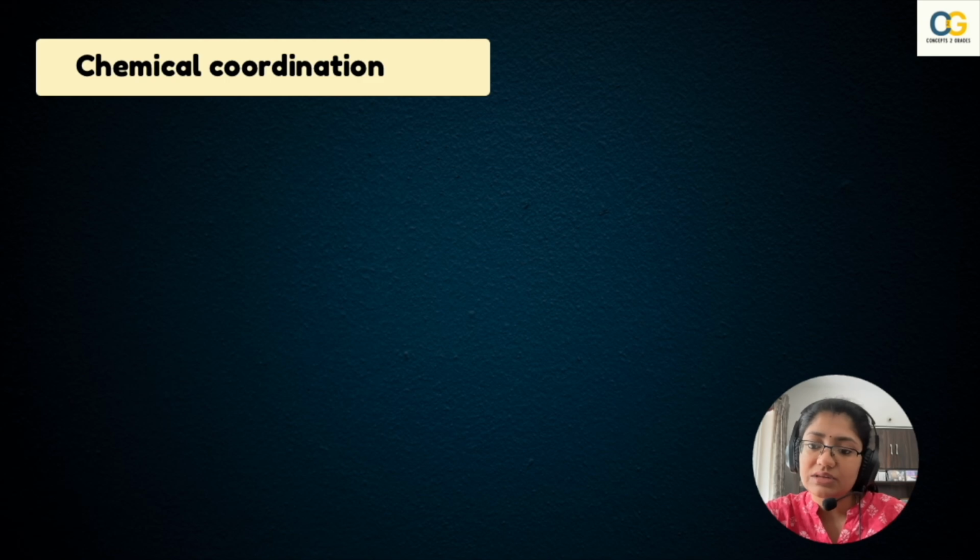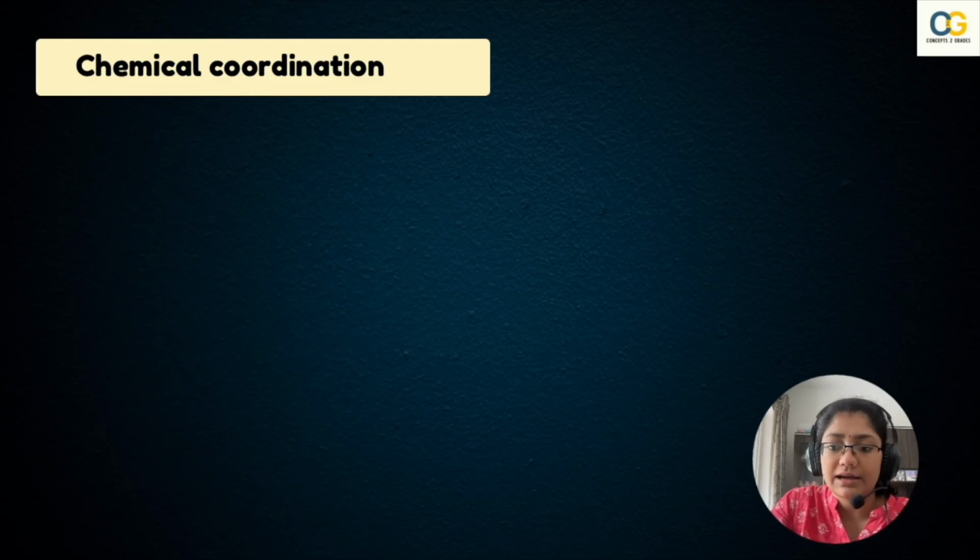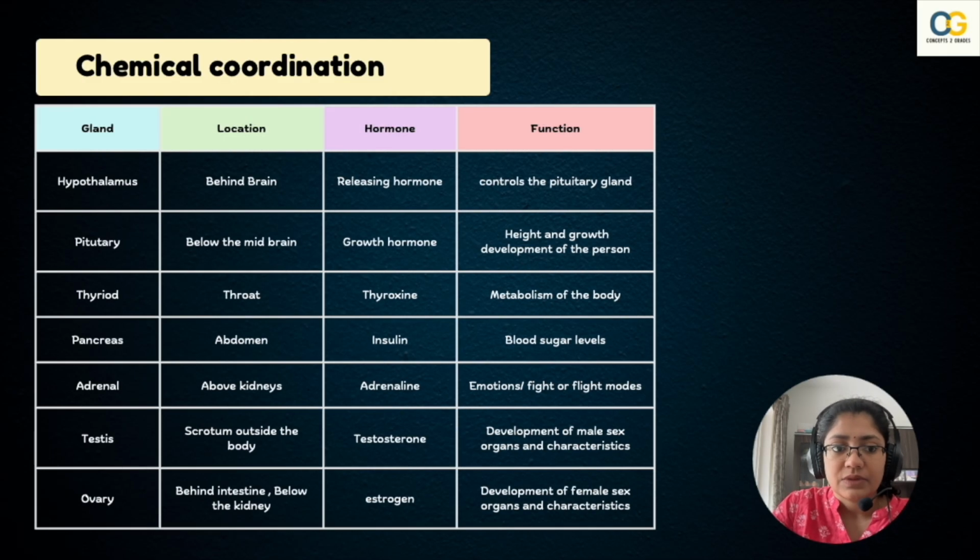So in that situation, human beings use chemical coordination, where a chemical is released in the bloodstream, which immediately creates a response in the entire body. To provide that, we have an endocrine system or endocrine glands which release hormones which help us in this chemical coordination. These are the endocrine glands that are present, their location, the hormone and its function.